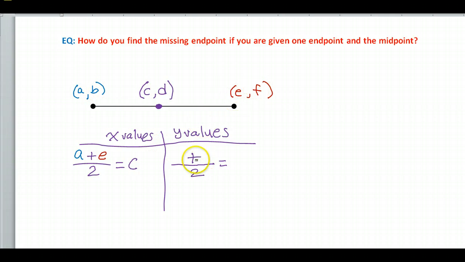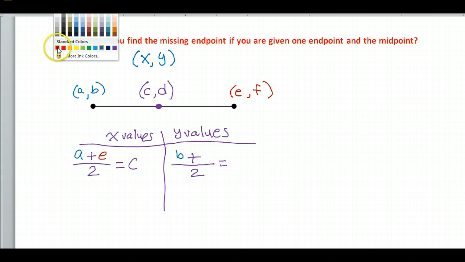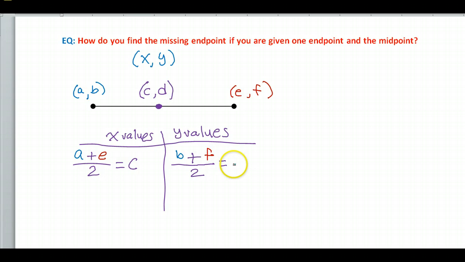Okay, we're going to do the average of the y values. That means since the y values are B and F, does everybody understand that all of these points are in the form x comma y? So the x's are first and the y's are second. So the y values are B and F. So I'm going to do B plus F divided by 2. And what should that equal? Well, that should equal D, because that should give me the y value of the midpoint. Okay, so we have these two equations that we could set up anytime we are talking about the midpoint. So hold that in your brain.